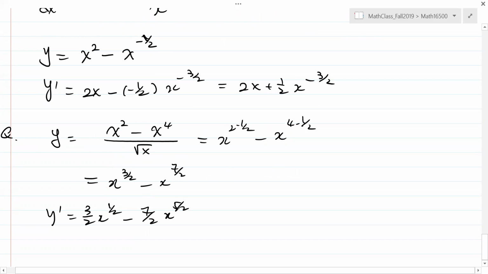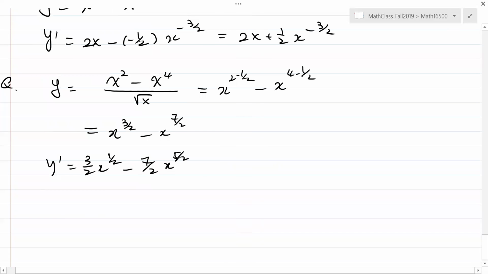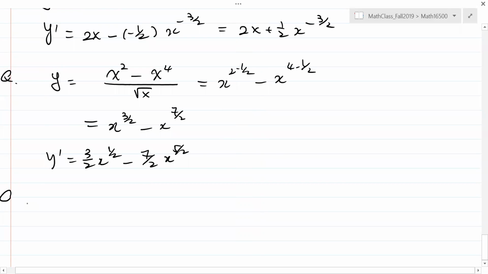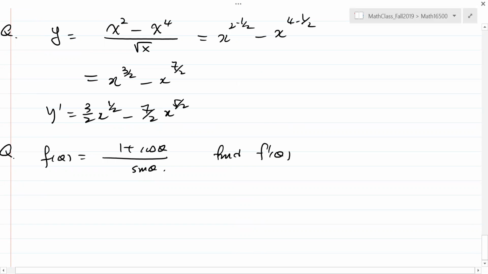Right? So this is the answer. There are some problems you do have to use a quotient rule, such as 1 plus cosine theta divided by sine theta. Find the derivative. Okay. You have to use the quotient rule, right? If you don't want to, then you have to memorize the formula.